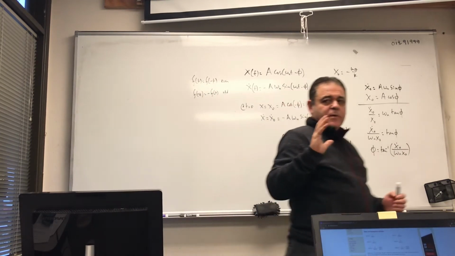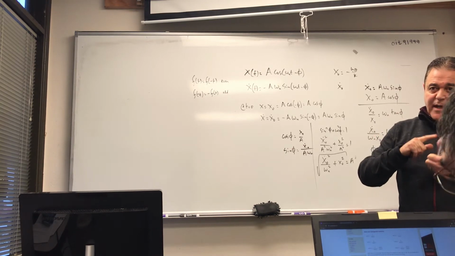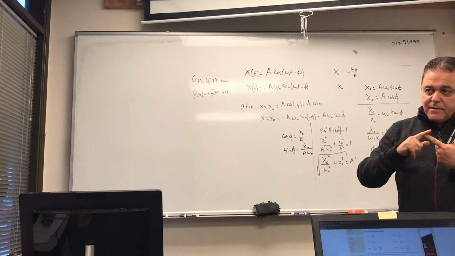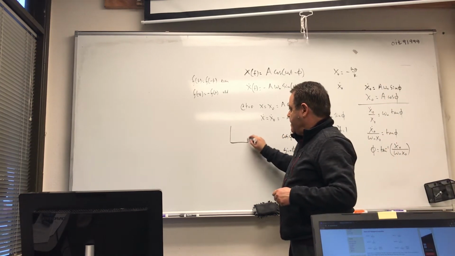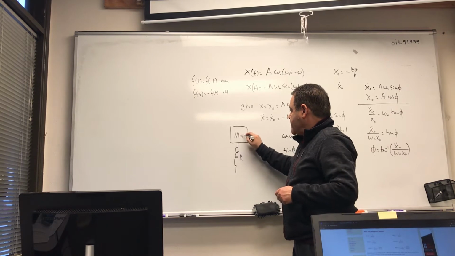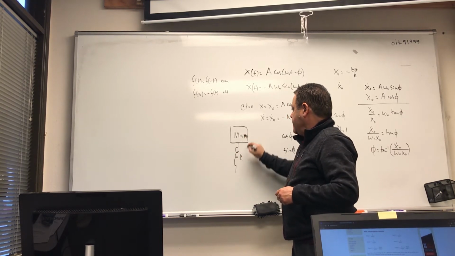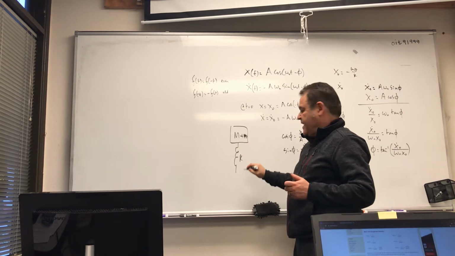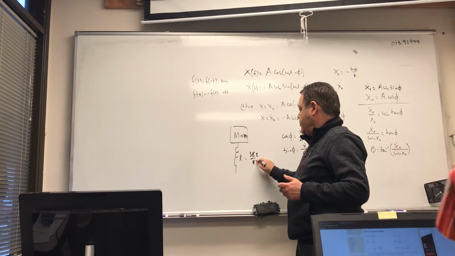Remember, our system has only a spring and a mass. But what is the mass that's on top of the spring? M plus m. And this one is k, right? K, which is equal to 3EI divided by L cubed, right?